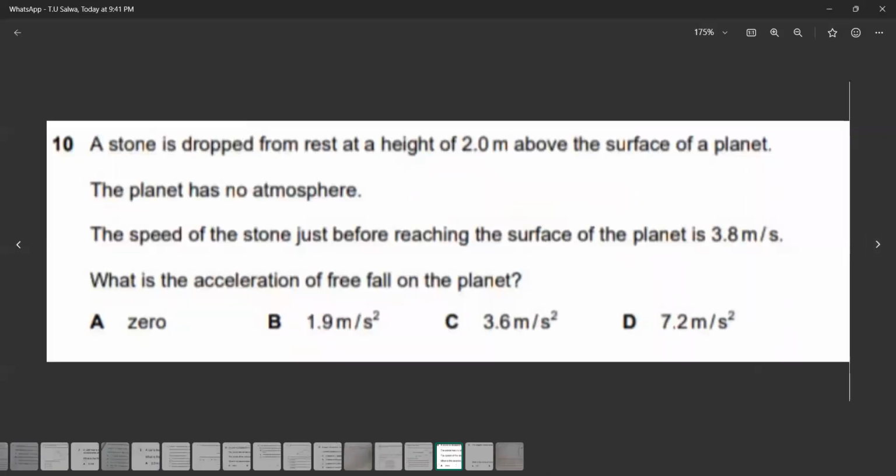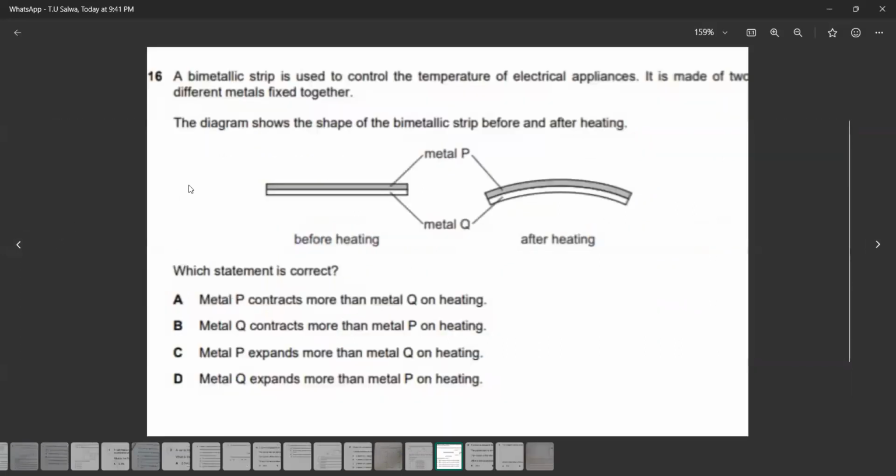This is the same question I have already discussed in the beginning. How do we know which contracts more? The one which expands more will also contract more. If P is expanding more, P will contract more as well. But why here is contraction not the right answer? Because it is heated. If it was cooled, the same thing. So the one which expands more will have a greater contraction as well.